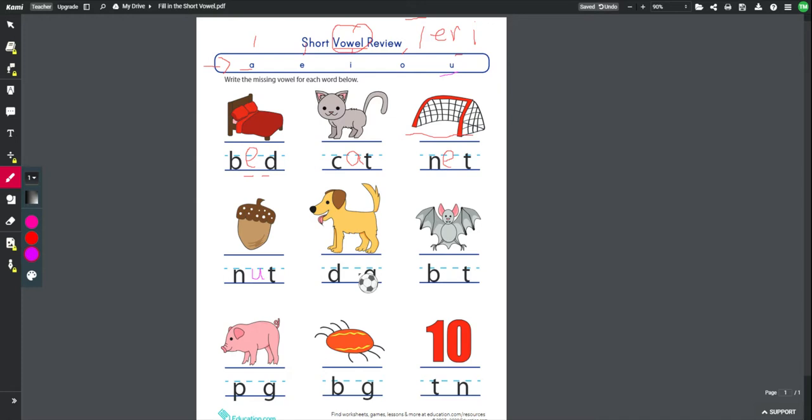D, dog. B, a, B, a. Pig, p, i, i. That is my I sound, p, ig. This is a b, ug. T, i, n, t, i, i.